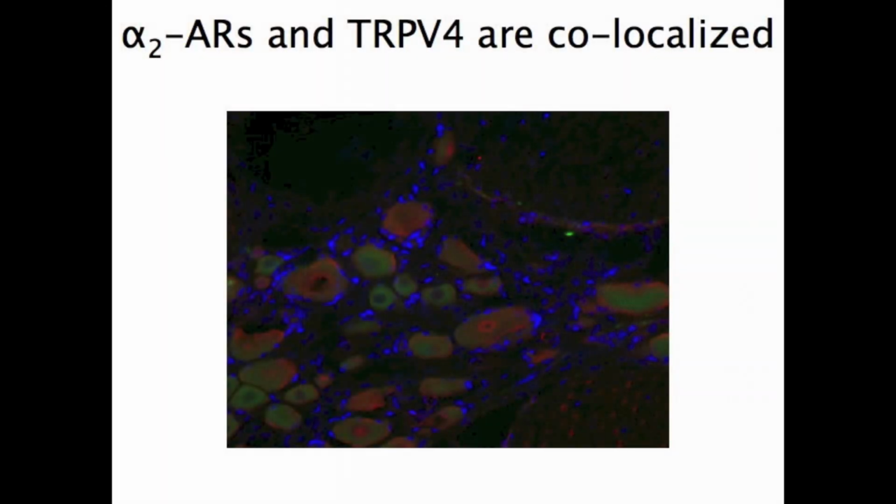Okay, so if there's an interaction between these two proteins, they have to be in the same neuron. And so this is just staining of the dorsal root ganglia to determine whether or not both proteins are present in at least some of the same neurons. And it appears that they are. The green is alpha 2 and the red is TRPV4, and at least some neurons have both.